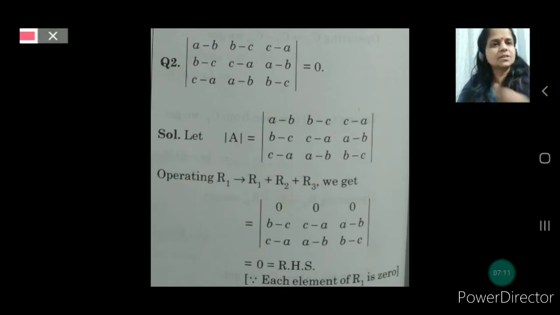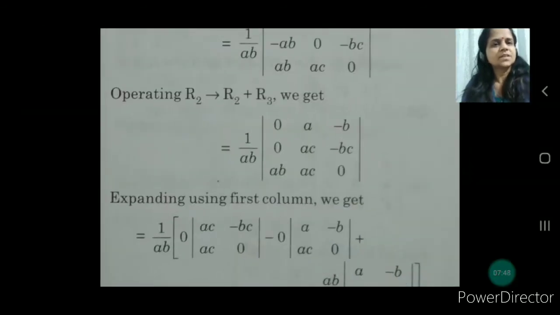Same for the second element of the first row: it's B minus C, added with C minus A and A minus B, so you will get 0 here. Same with the third element of the first row: C minus A plus A minus B plus B minus C is also 0, and rows R2 and R3 remain unchanged. Now see, all elements of row 1 are 0, so the answer is 0. Okay, now move on to the next question.